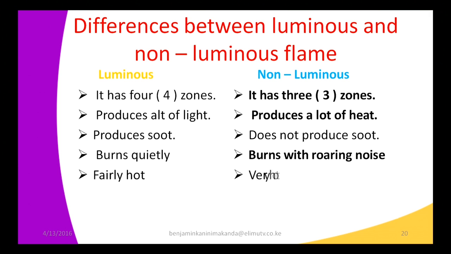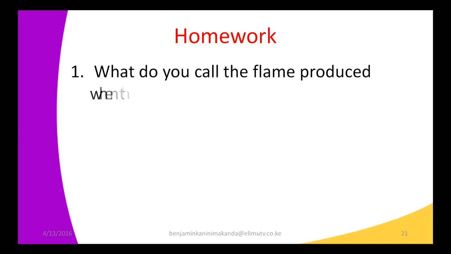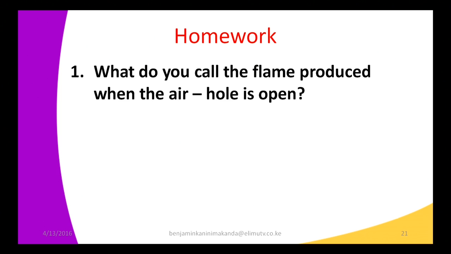Now the other one is that the luminous flame is fairly hot, and we said it's not used for heating. It's used for producing light. And then this other flame is very hot. Before we summarize, you will carry this homework so that when we meet, I will look at the homework. You will give me the feedback. Look at your homework before we proceed to our second lesson.